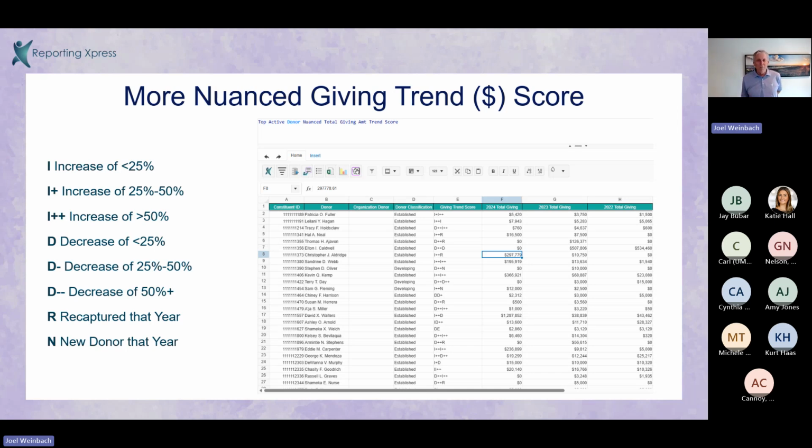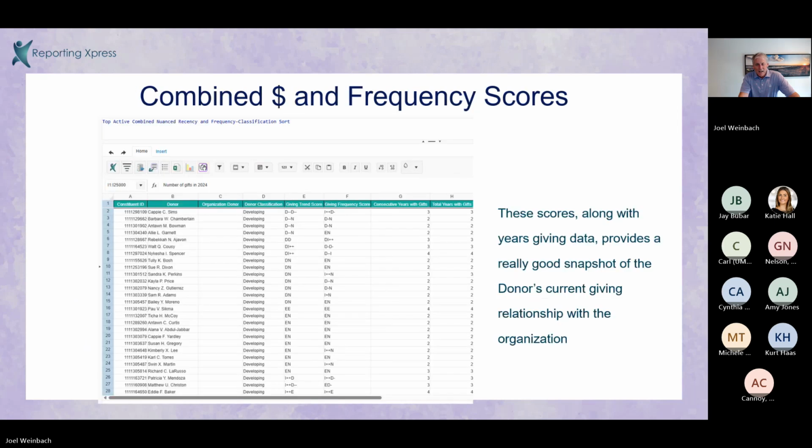I want to pull all those I++s out, and if they meet my threshold for a development officer, I'm going to put them in somebody's portfolio. Same thing, my D minuses. I'm going to look at all my Ds, and if I've got D minuses, I want those donors to be in a development officer's portfolio to go figure out how we're going to keep from losing them, because their giving is decreasing pretty quickly.